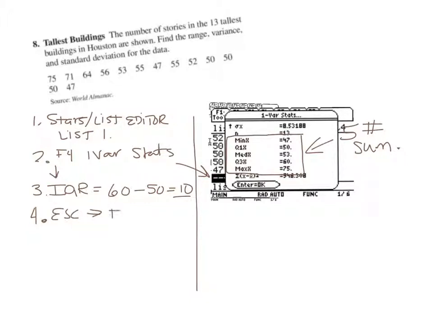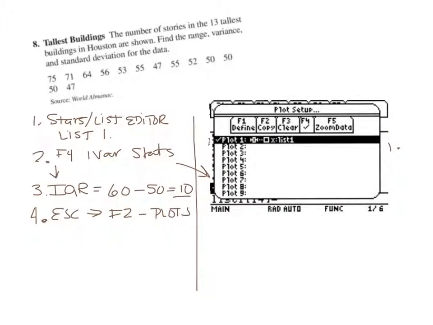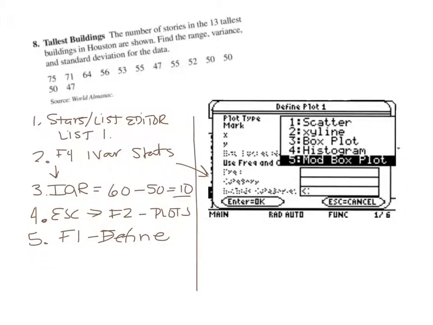and choose F2 for plots. Then you need to choose F1 define, so we can define our plot. It's going to ask you what plot type to choose. So you're going to choose modified box plots. The modified box plots give you outliers, so it will calculate whether or not you have an outlier. So you choose modified box plot, and where it says X right here, you're going to type in list 1.